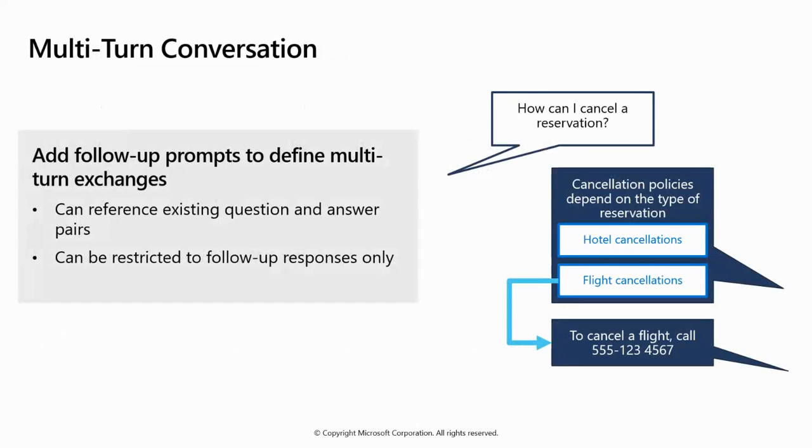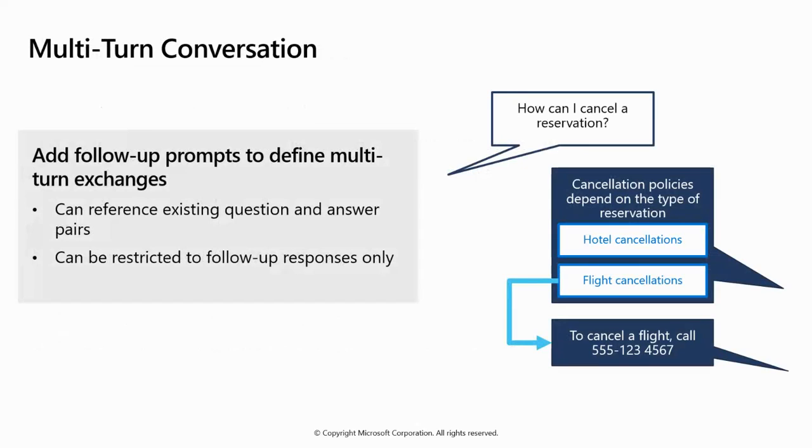Or if you want, you can define follow-up questions and answers for existing question and answer pairs. For example, let's say the first question in a knowledge base for booking travel is, how do I cancel a reservation? The word reservation could mean either a hotel or a flight. So a follow-up question is needed to make this clear.